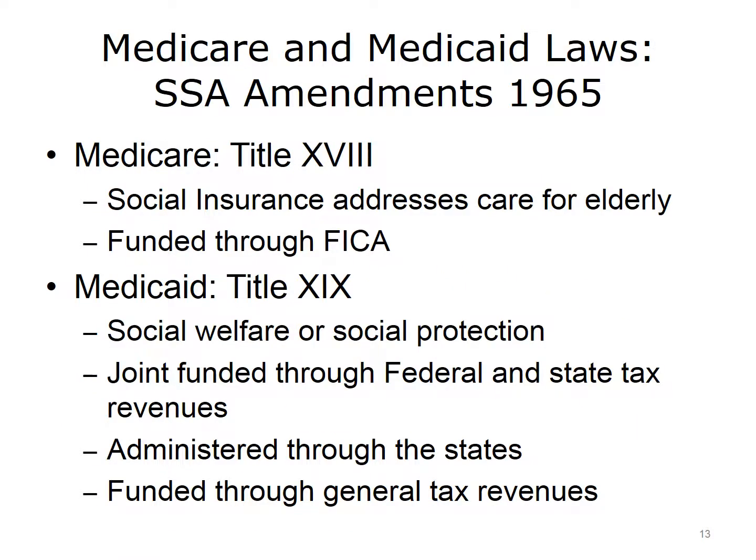Two amendments to the Social Security Act became law in 1965: Title 18, a social insurance plan known as Medicare, and Title 19, a social welfare plan known as Medicaid. Medicare is a federal insurance plan that reimburses providers and organizations directly for healthcare services. The main criteria for Medicare eligibility is that an individual be over the age of 65 or disabled.